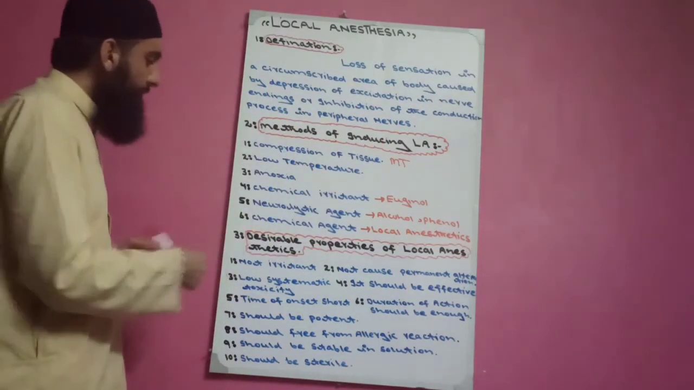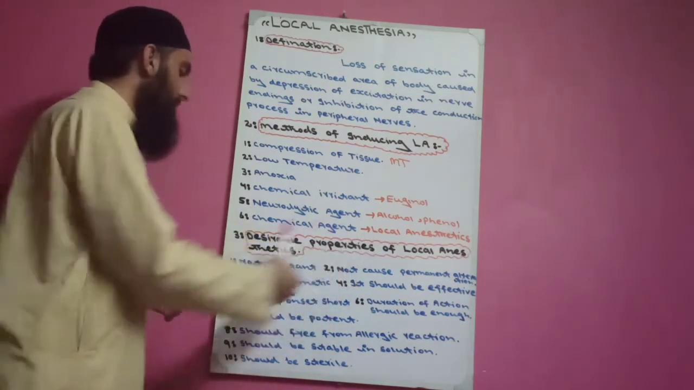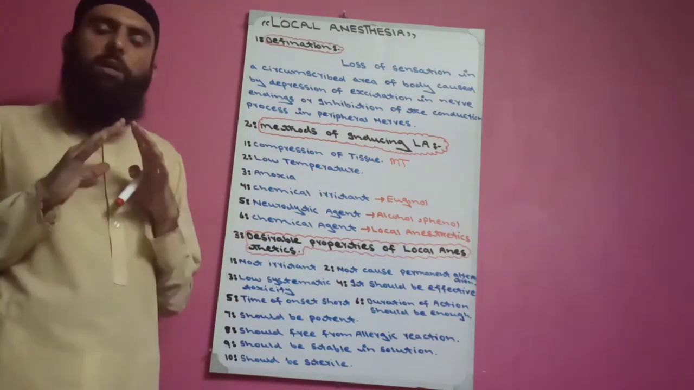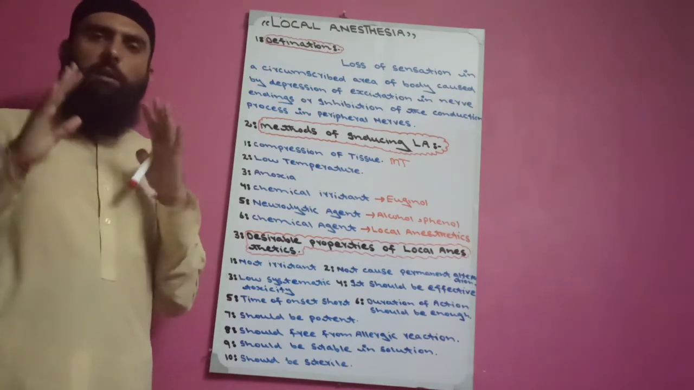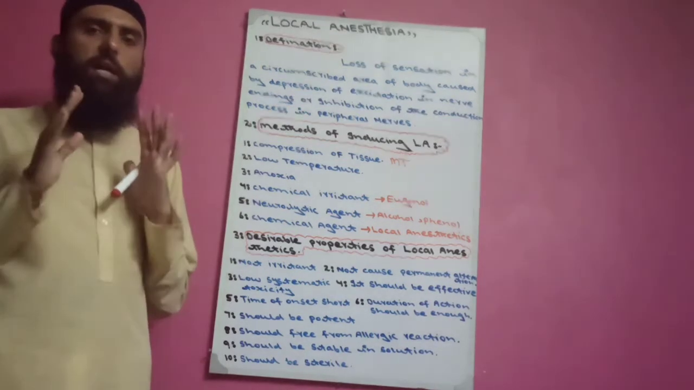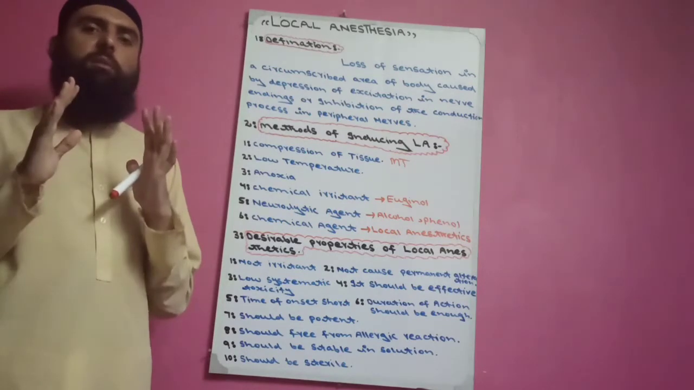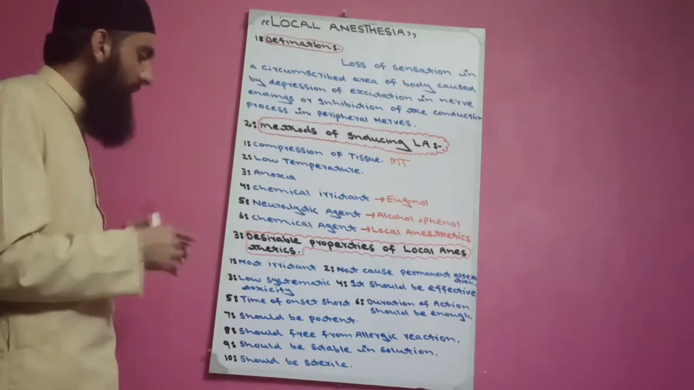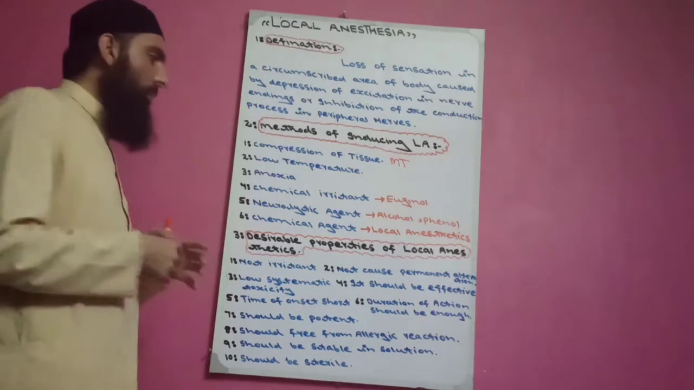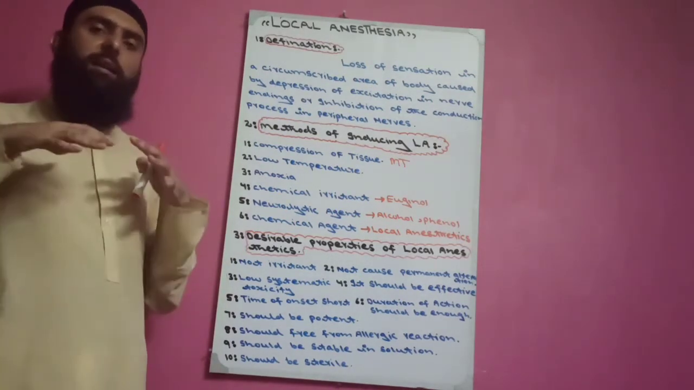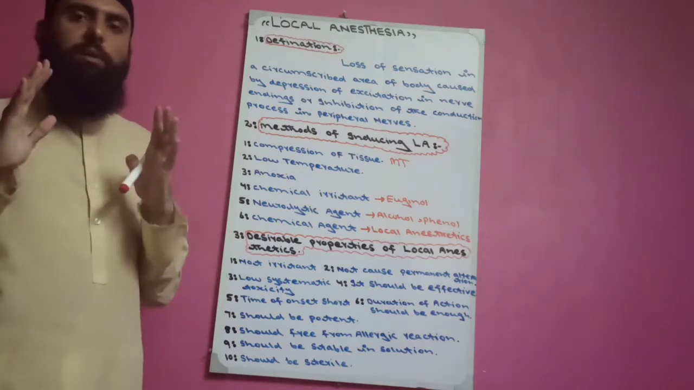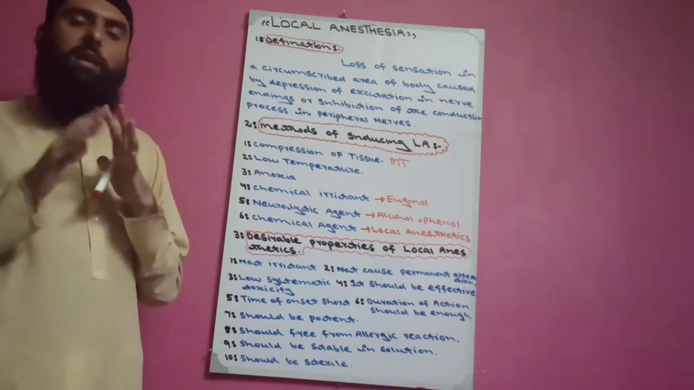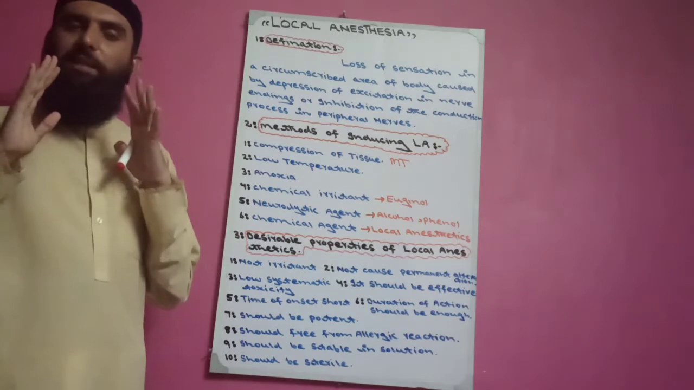Now come to the desirable properties of local anesthesia. The next heading is desirable properties of local anesthesia. Desirable properties mean the properties which we want from local anesthetics. There are 10 properties which we want from local anesthetics. These are the desirable properties of local anesthetics. Therefore, we use the local anesthetics in the ward.